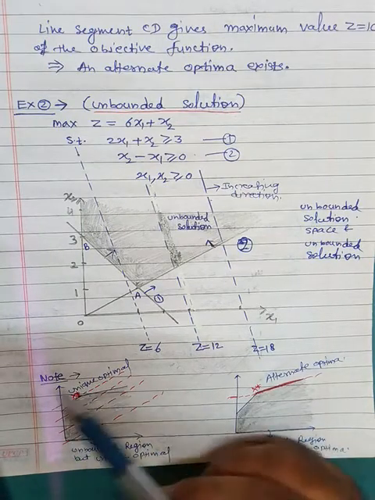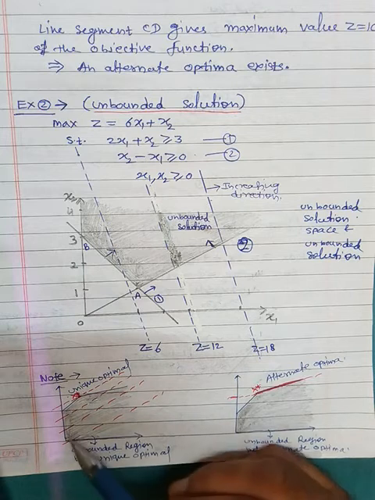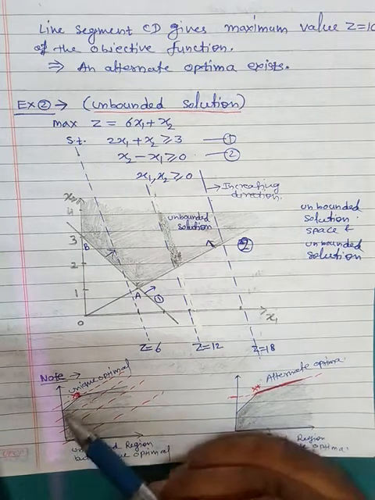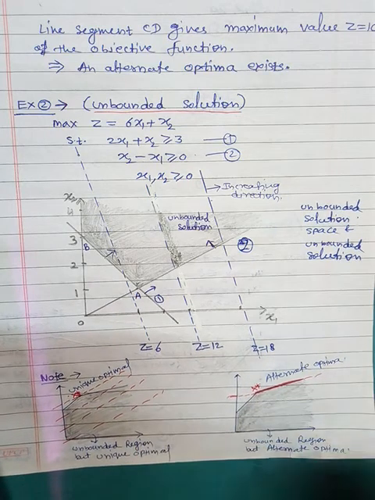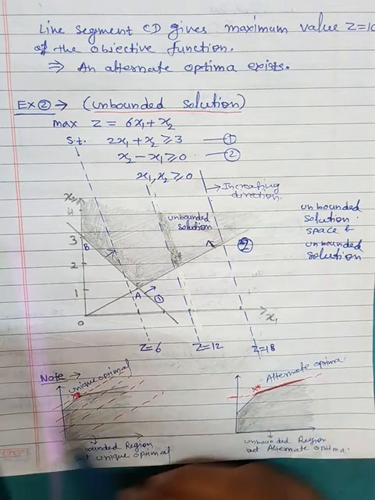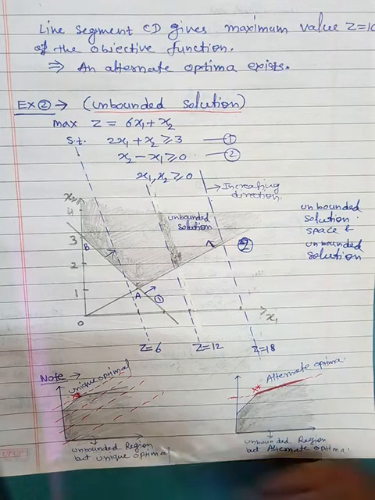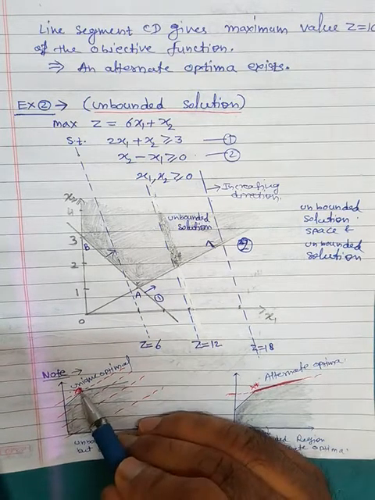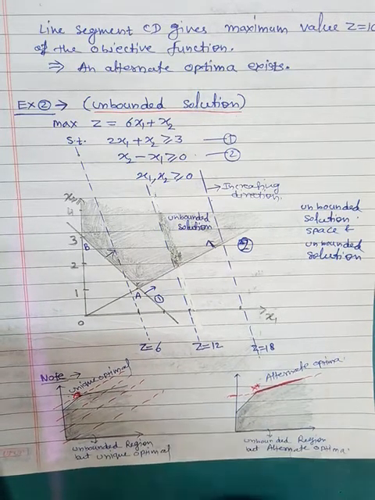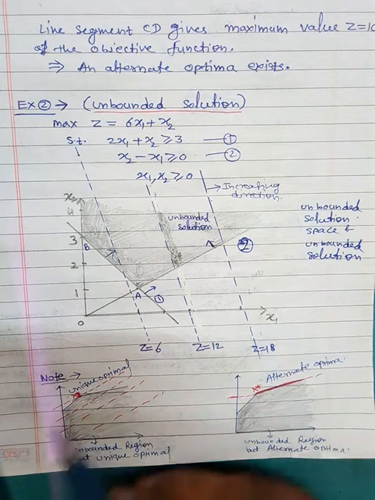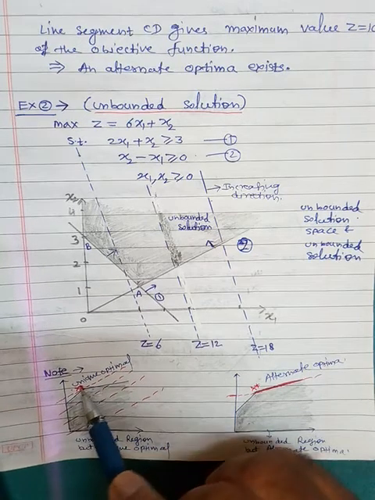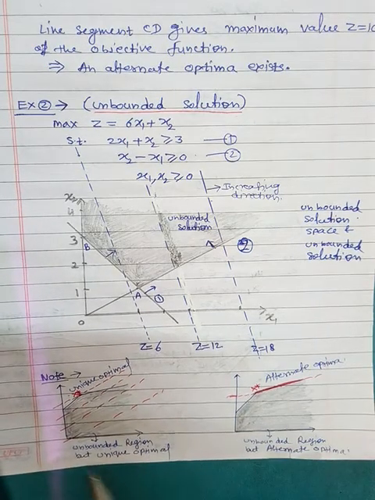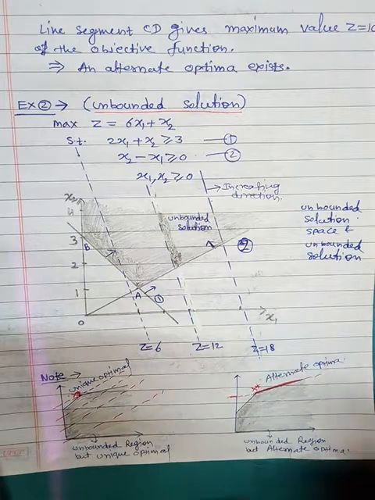For example, here we have another problem. This shaded area, you can see, is also unbounded, and suppose we have a minimization or maximization problem, whatever we have. This is the objective function. When you increase this, this corner point gives you the unique optimum solution. That means the solution space is unbounded here, but the solution is bounded because we are getting a unique solution. So, unbounded region but unique optimum solution, that means bounded solution.